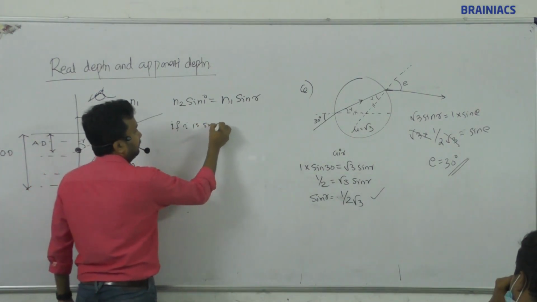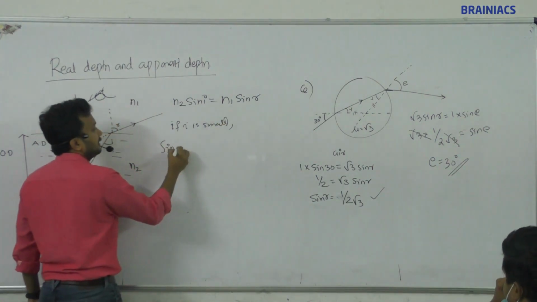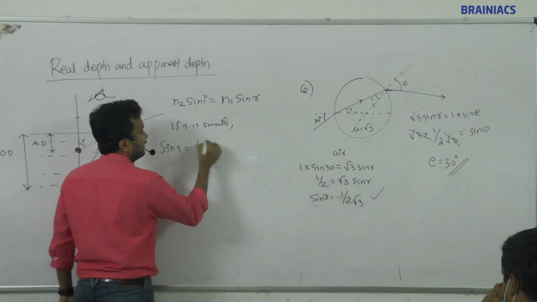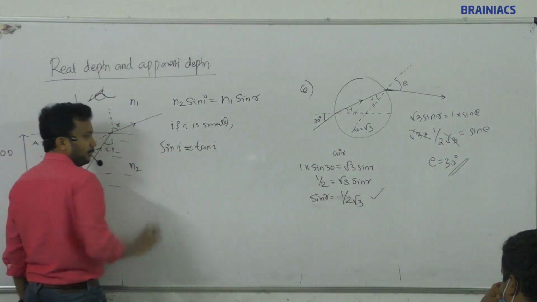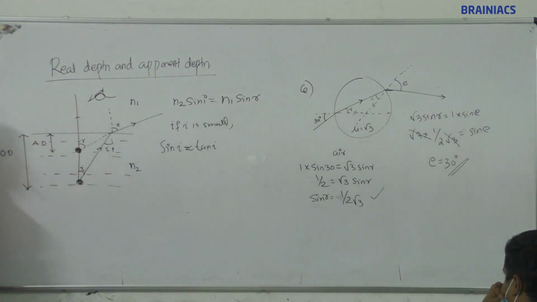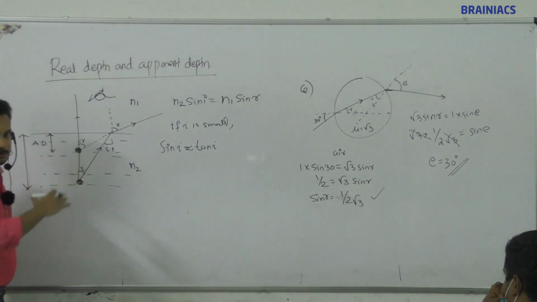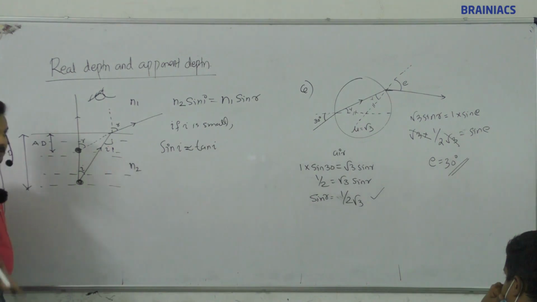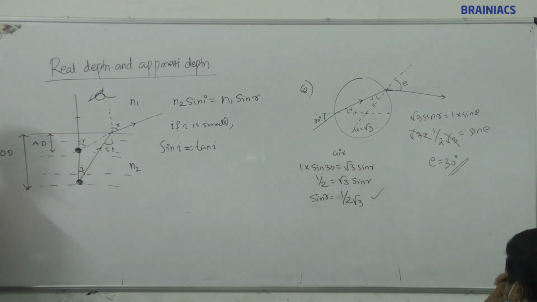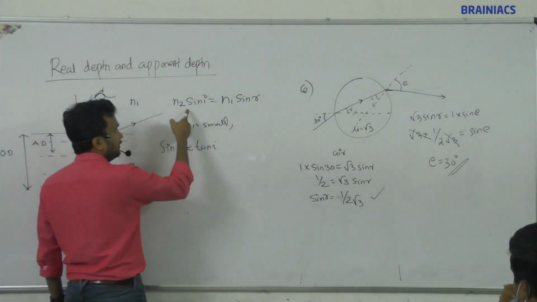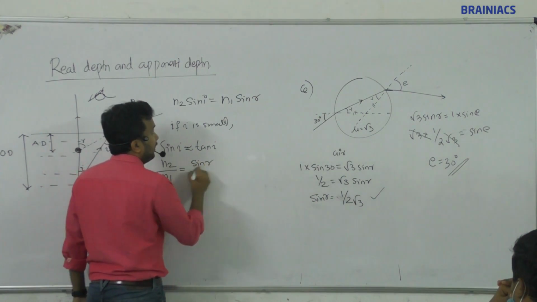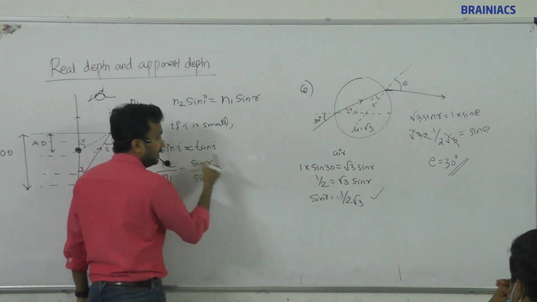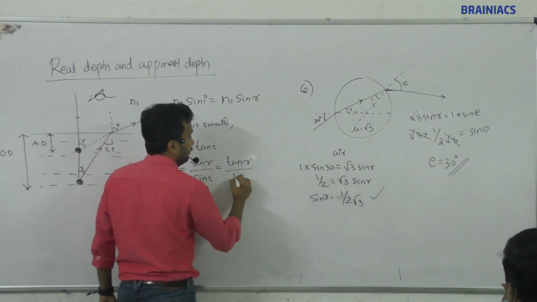If I'm saying I is small, sin I is approximately equal to tan I. This is a trigonometric relation. Sin can be approximated with tan. Sine and tan are almost equal in proportion, because tan 0 is 0 and sin 0 is 0. Tan is increasing, sin is also increasing, but cos is the opposite. That is why we compare sine and tan. Okay, so this can be written as n2 divided by n1 equal to sin R by sin I. Sin R by sin I can be written as tan R divided by tan I.